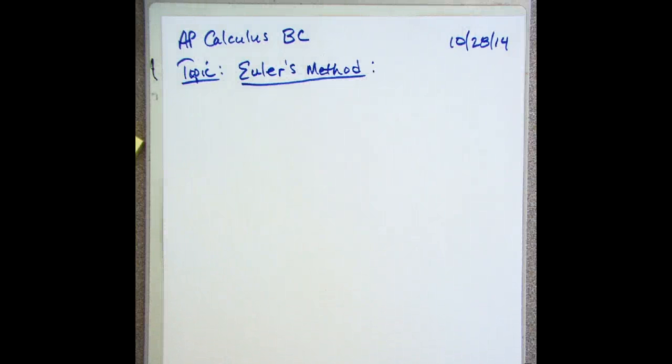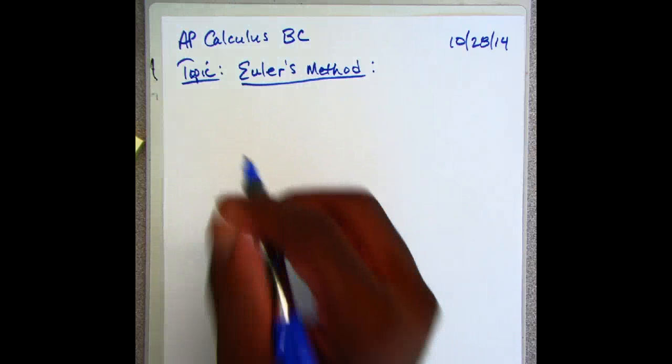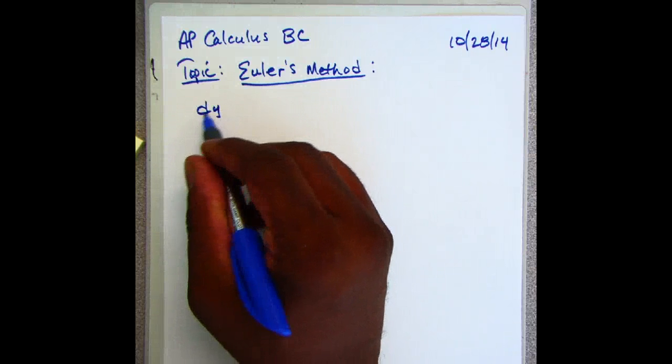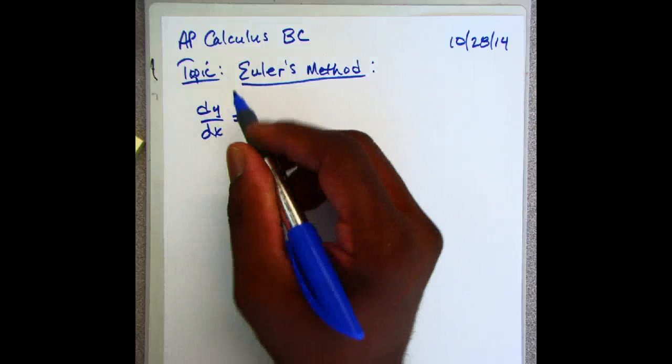Okay. So Euler's method, the way it works is you're going to use the derivative. It's kind of like a tangent line approximation, and the fact that you're going to use the derivative to generate approximations. So let's say we have some differential equation that's equal to some function.